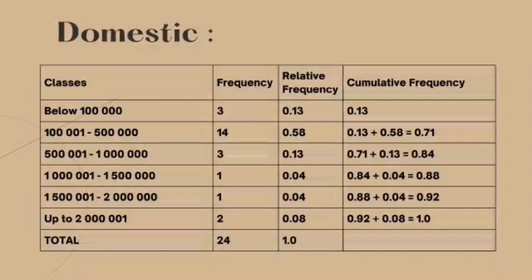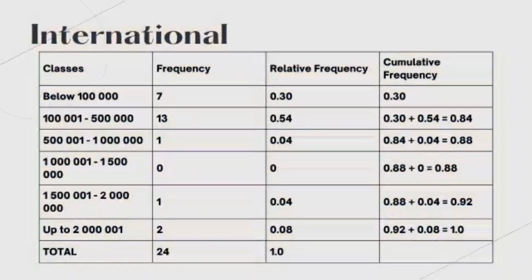Next is cumulative relative frequency. So to find the cumulative relative frequency, add all previous relative frequencies to the relative frequency for the current row. For example, that we can see on the slides in the domestic part, which is 0.13, added to the previous relative frequency 0.58, so the answer is 0.71. The international part also comes the same as the domestic calculation.